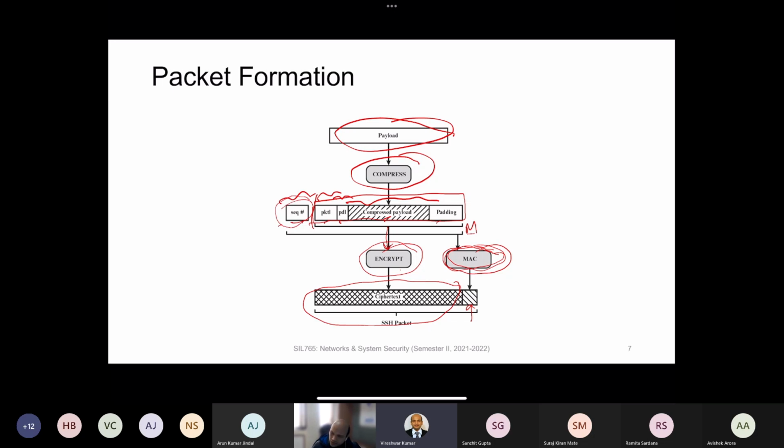Okay, one more quick question before I end this discussion. You see that before feeding it to this encryption block, there is some padding that is being done. Can someone tell me why we need padding before feeding it to the encryption block?